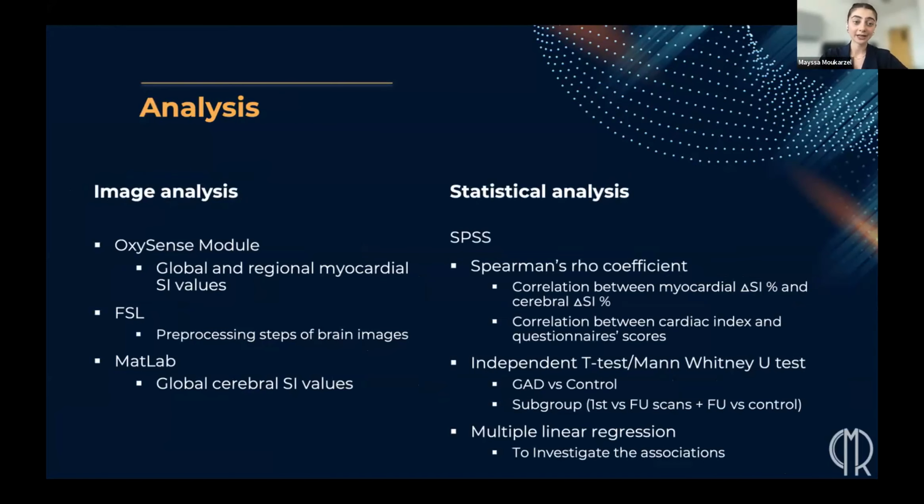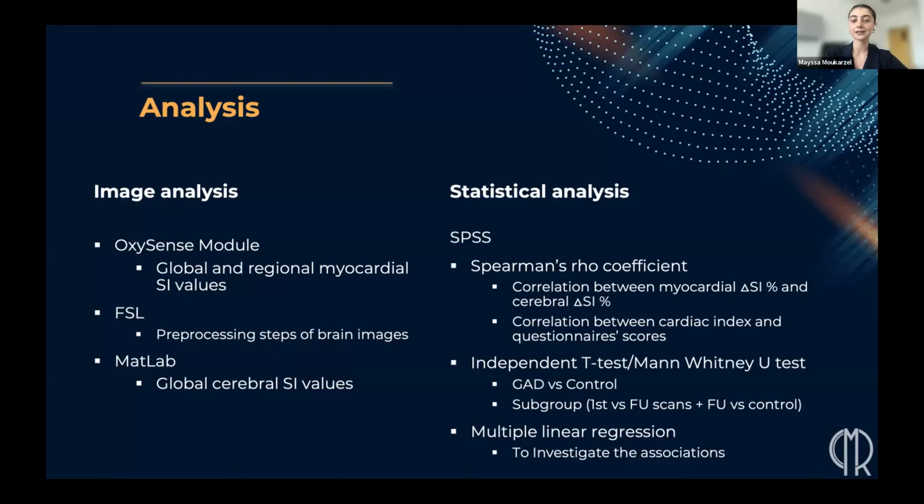So for the image analysis for the heart, we use the OxySense module to assess the global and regional myocardial signal intensity values. For the brain, we did the pre-processing steps using a software called FSL, and I'm going to get into this later on. And then to assess the global cerebral signal intensity values, we use MATLAB, thanks to the amazing work of Mitchel right here, who developed the code to make this analysis possible.